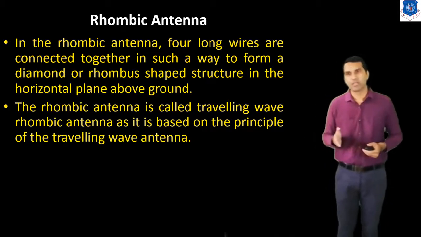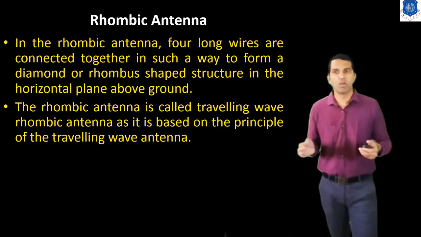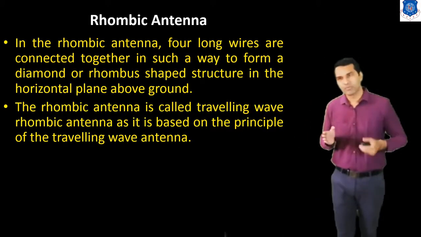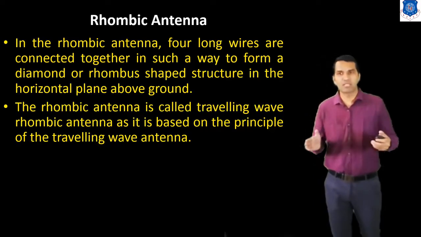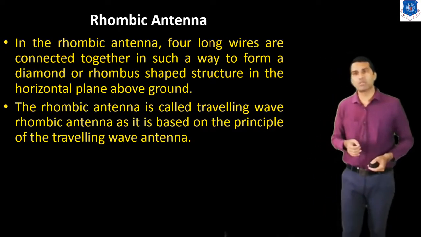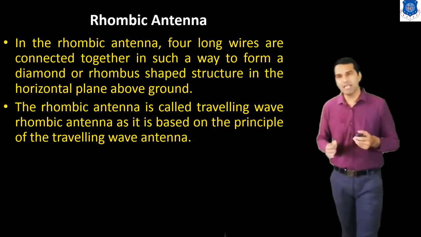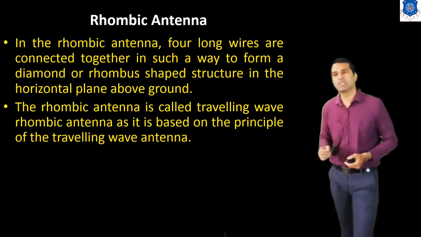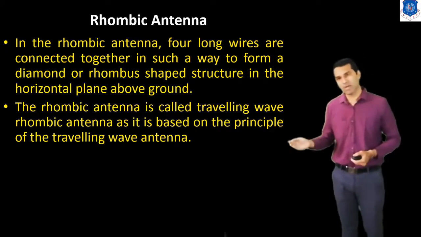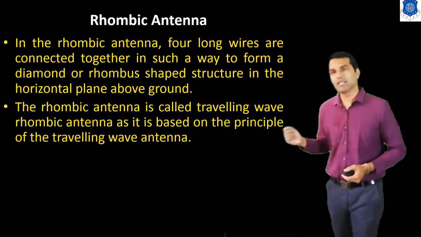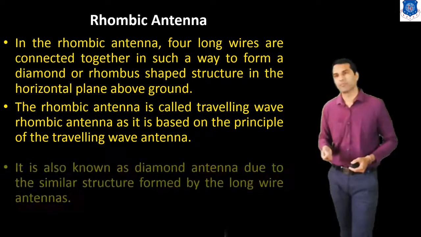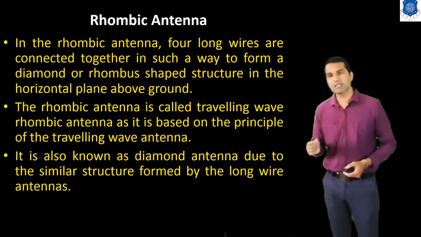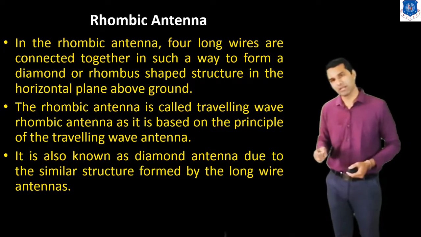So in this antenna, we have used four long wire antennas to construct a structure like a diamond, or its structure is like this, the rhombus, in the horizontal plane above the ground. The rhombic antenna is called a traveling wave rhombic antenna, as it is based on the principle of the traveling wave antenna. So that's why we can also know this antenna as a traveling wave antenna. It is also known as a diamond antenna due to the similar structure formed by a long wire antenna.